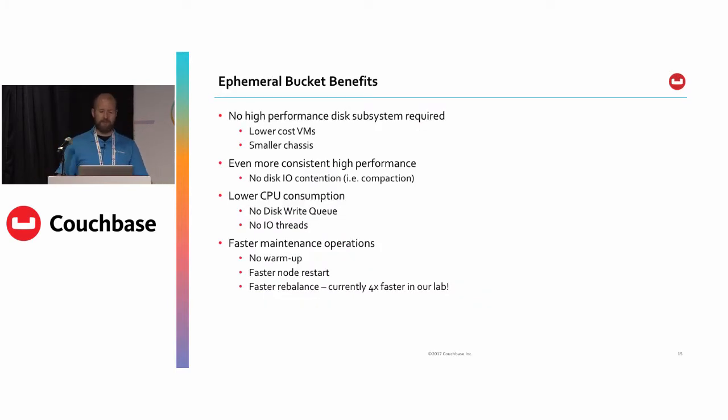No high performance disk subsystem required, so you can really minimize the footprint and the cost of your hardware and your cluster. Even more consistent high performance, because we've eliminated potential disk I/O bottlenecks. We'll see this in our demo, you can actually ingest and replicate data much faster. Lower CPU consumption, which means if you're running on Amazon, you might be able to get away with a less robust instance type, and faster maintenance operations. Particularly impressive is that rebalancing operations in our lab are completing 4 times as fast because we've eliminated a lot of that disk I/O.